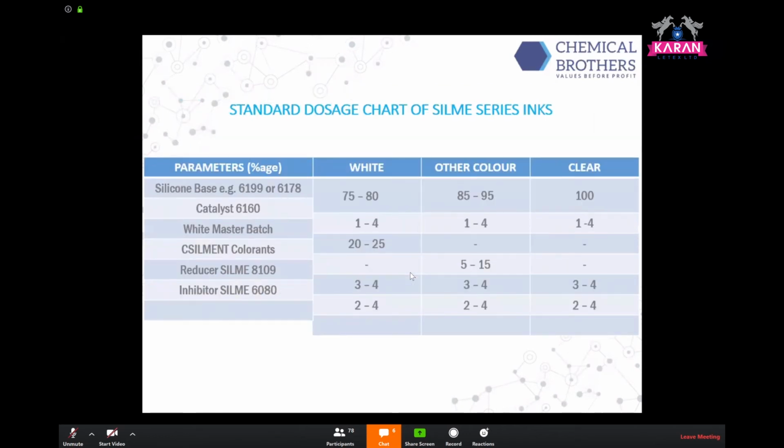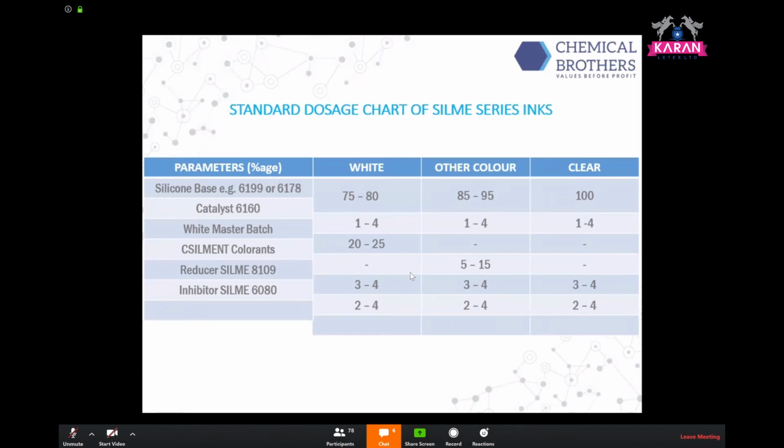Next, we have a standard dosage chart of the Silme series inks. In industry, we have seen that as per the different environments and conditions, the recipes might be different for different customers. But these are the standard dosage charts to achieve the standard recipes. If we talk particularly about a white base, we must take silicone base 6199 at 75 to 80%, then catalyst 1 to 4%. Then if we have to make a white master batch, we take Silme white colorant 20 to 25%. And if required, we can use the reducer and inhibitor as per the requirement.